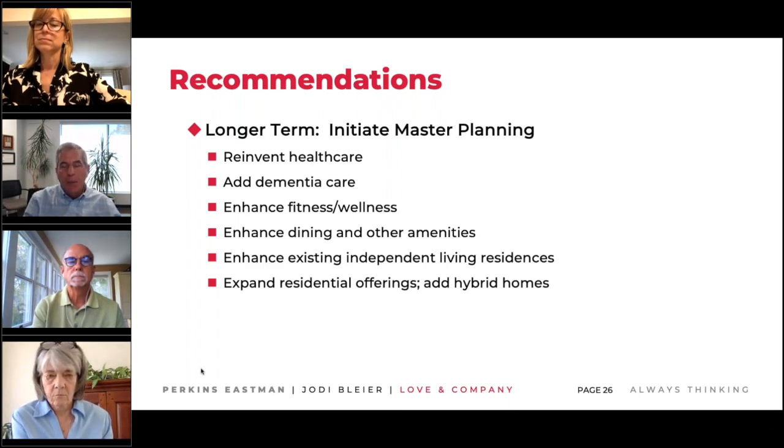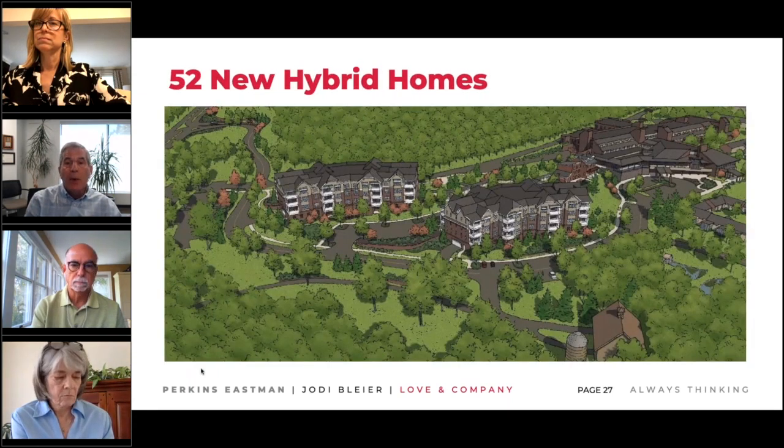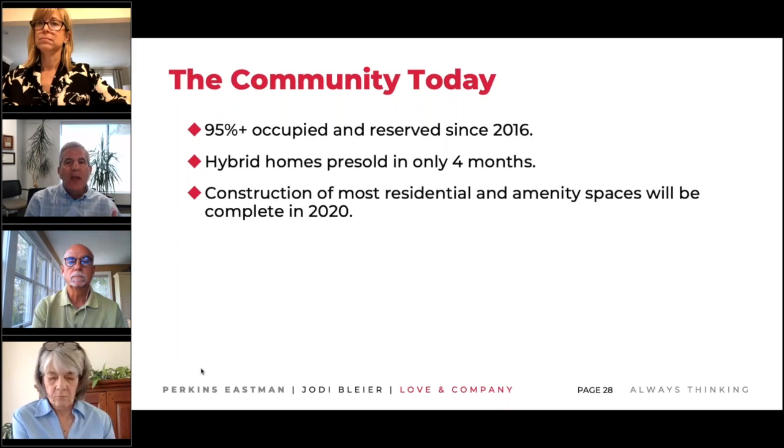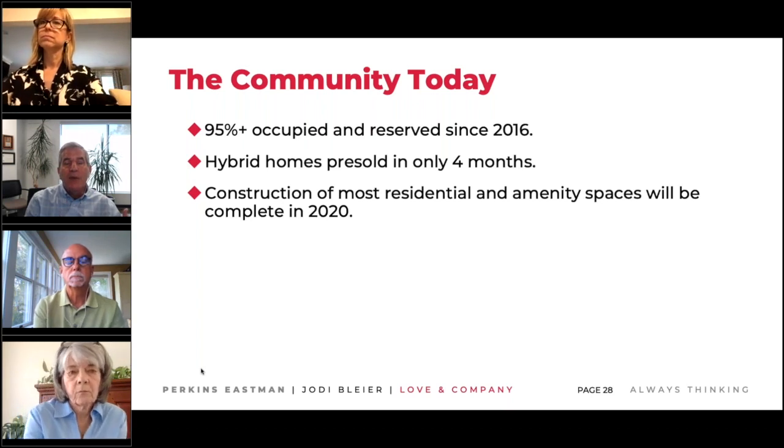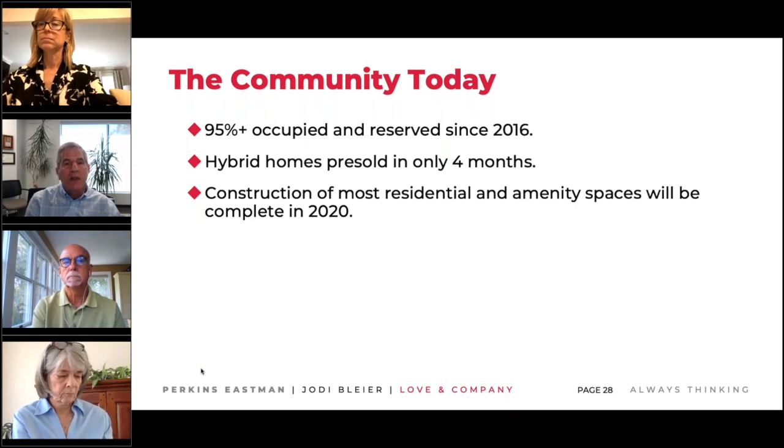So a long-term master planning process was initiated to address all of the different challenges that we talked about. And as part of that, we brought on some new hybrid style apartment homes, to help fund some of the changes. Today, all these things taken together, the community has been 95+% occupied and reserved since 2016. Again, same sales and marketing director, the VP, she's done just an incredible job. The hybrid homes, they pre-sold in only 4 months. And most of the construction and renovation of all those spaces in the master plan will be done in 2020.